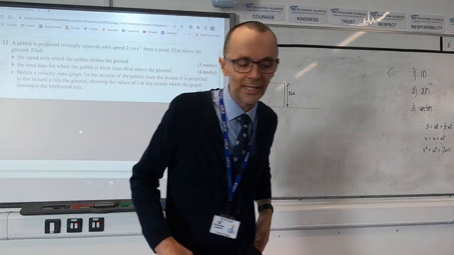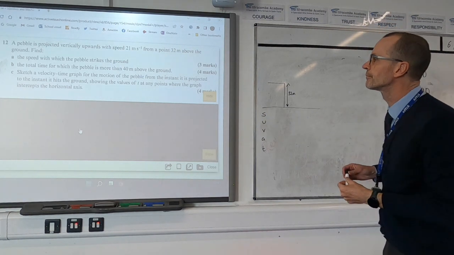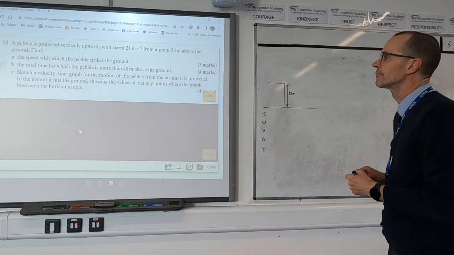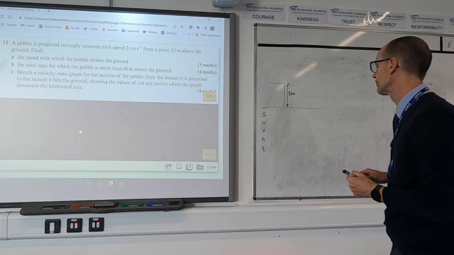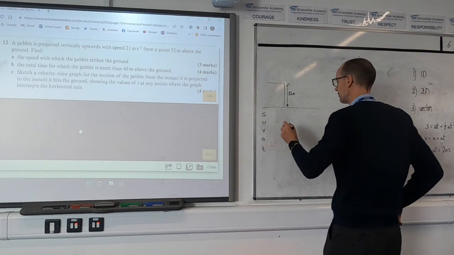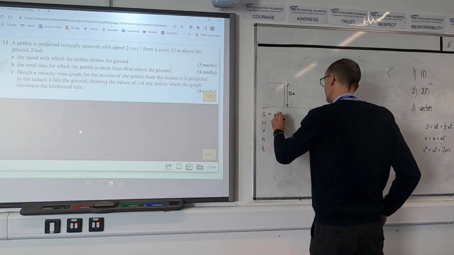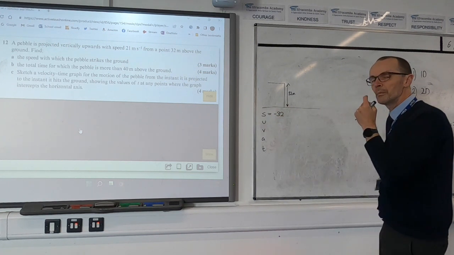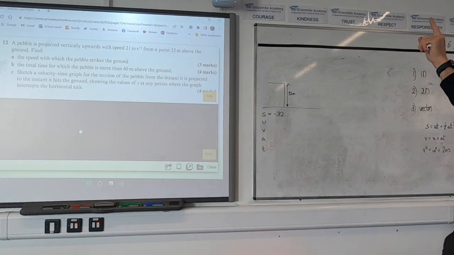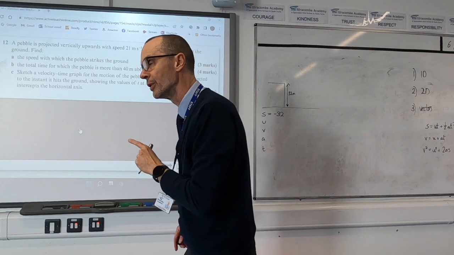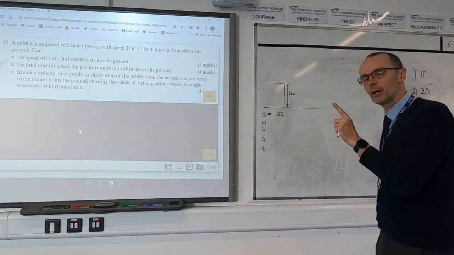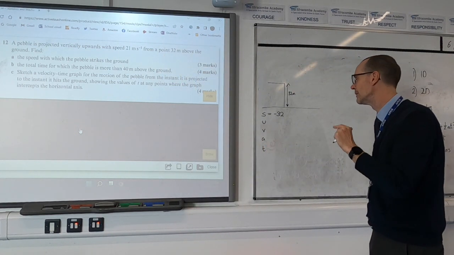Yes, 9.8. Part A, you don't need to work out how long it takes to go up and then how long it takes to go down. You can just say, when will S equal minus 32? That's assuming we consider up to be positive, which I am.